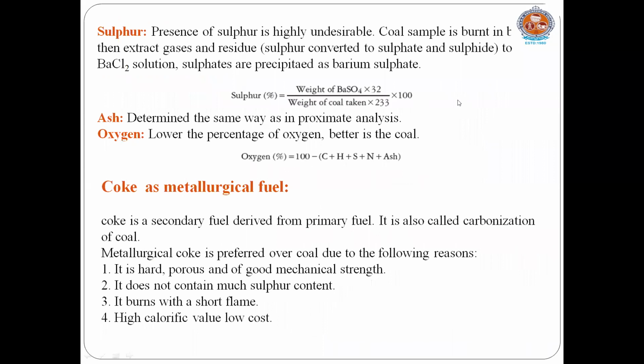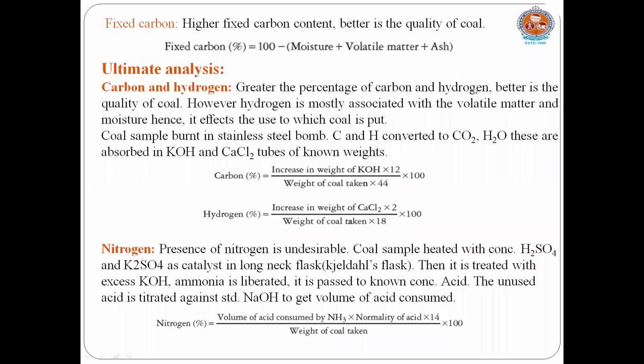Carbon content present in the coal sample is converted into carbon dioxide. Hydrogen content present in the fuel sample is converted into water. Right, these gases which are formed during the combustion of the coal sample are absorbed by two chemical substances. One is KOH, another one is calcium chloride.